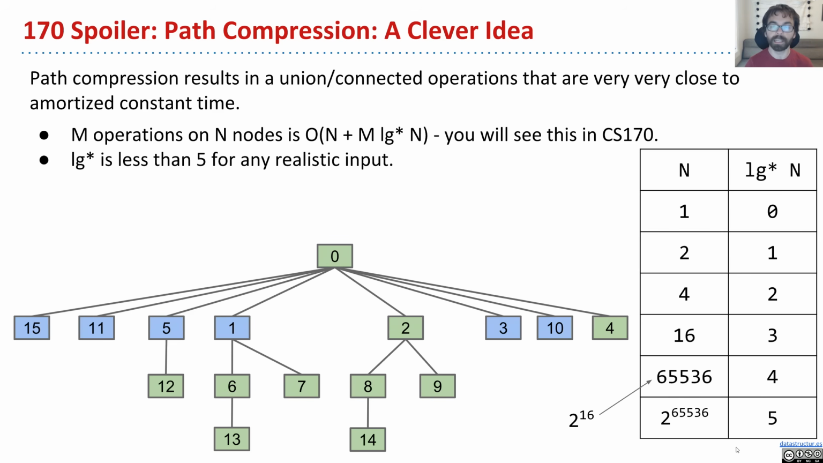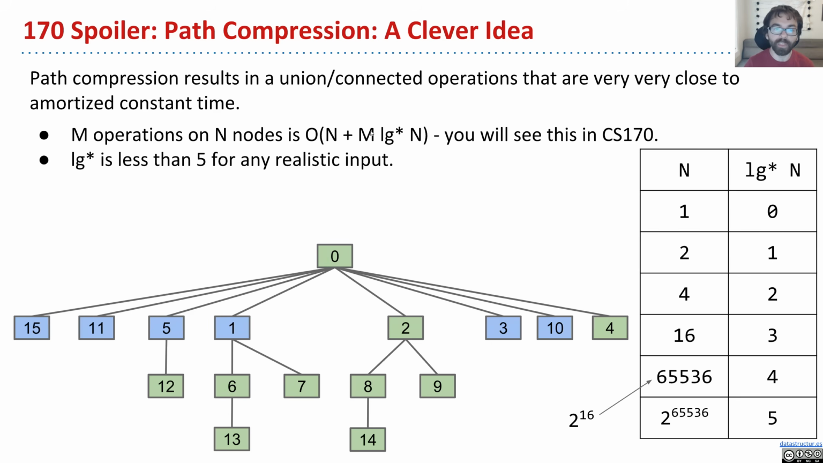To get up to 6, it would have to be 2 to the 2 to the 65,536. That is a huge number. And in fact, we can say that for any realistic input, for anything that anybody might want to do for any purpose in our universe, log star is less than 5. So technically, log star is not a constant function, but it is a function for which any computer that will ever be built in the entire conceivable history of mankind, it will be less than 5.